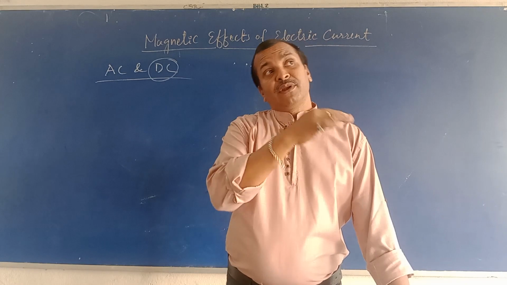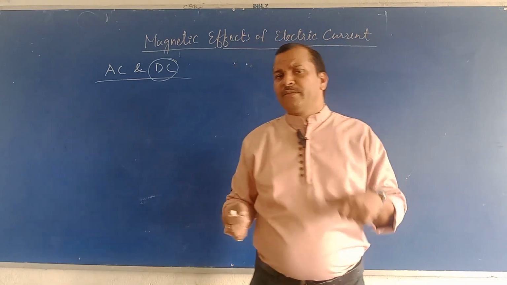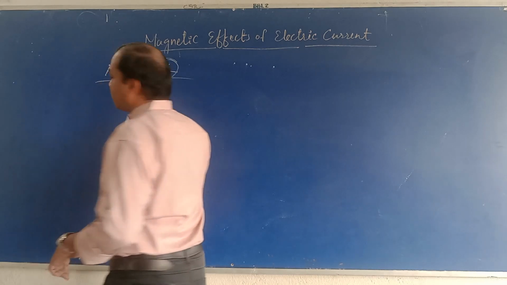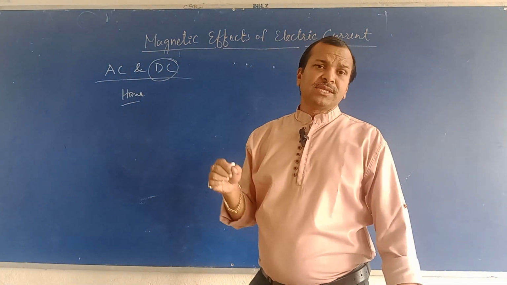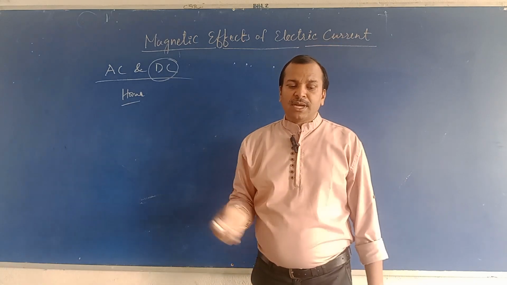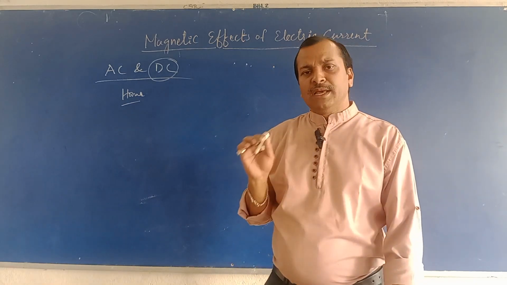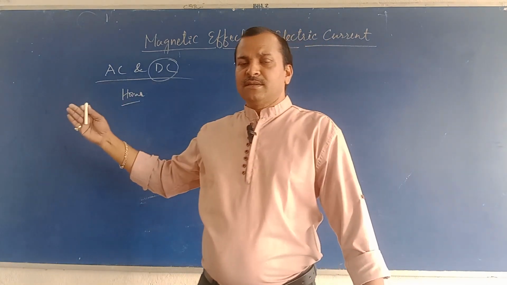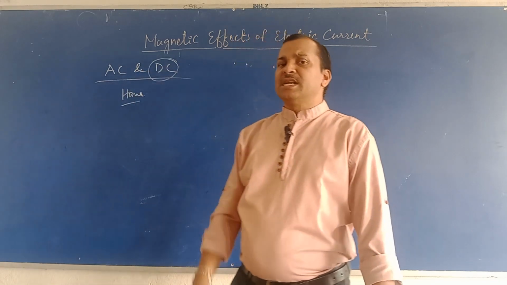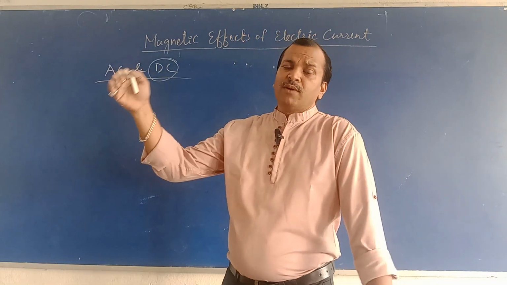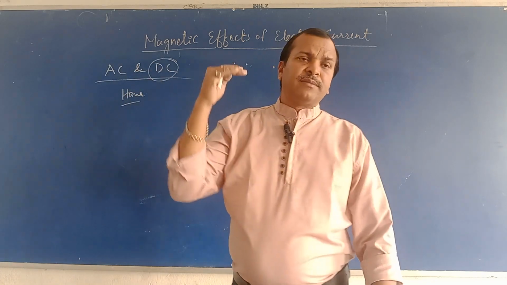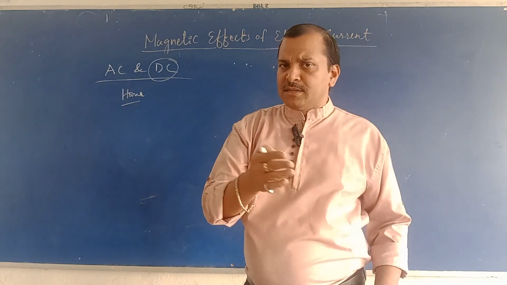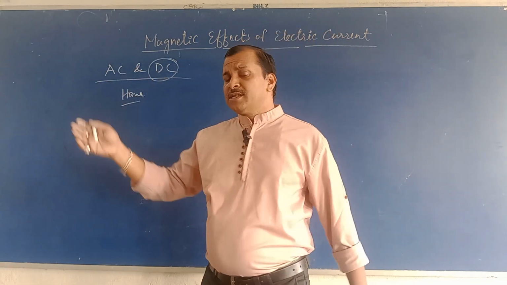Then next, the current we are using in our home is also AC current. In our household, for domestic purposes, we are using AC current. DC current we are not using. DC current flows in one direction. This is another big disadvantage of DC. It will only flow in one direction, but AC can flow in the forward direction as well as the backward direction.